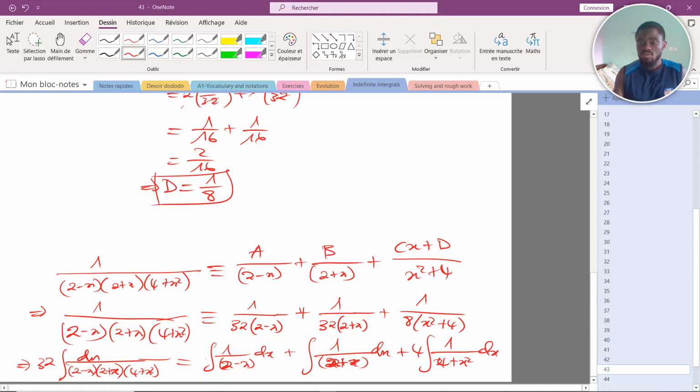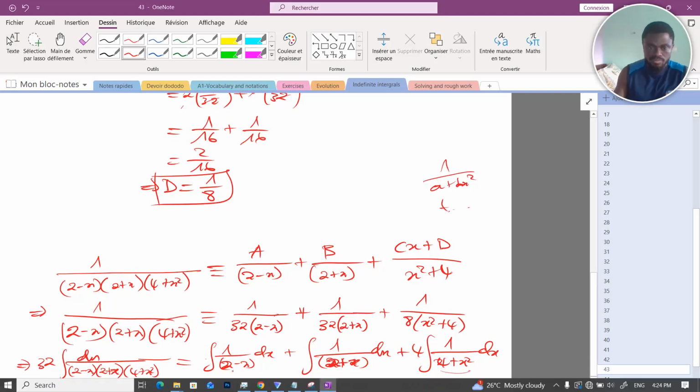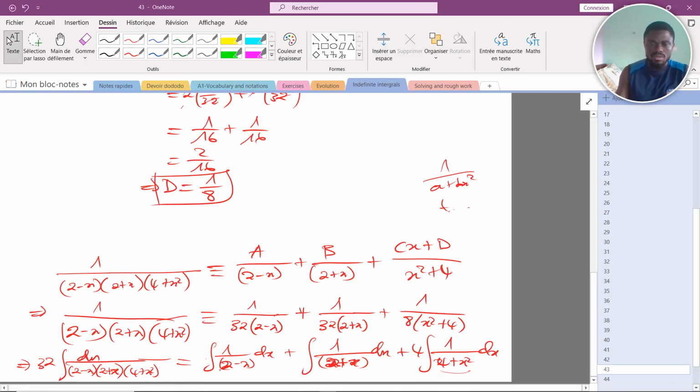And to integrate also this, you know how to integrate this, because this is exactly in the form 1 all over a plus bx squared. So our natural substitution here will be what? Tan theta being equal to what? What will be in the bracket squared. So I'll take each of these integrals and calculate it.